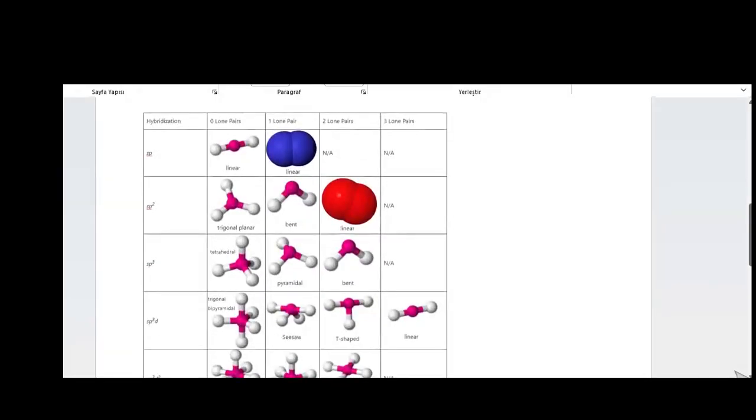So, right now let's check the hybridization of that molecule. Let me show you the Lewis structure of the molecule. As you remember, it has a T shape.